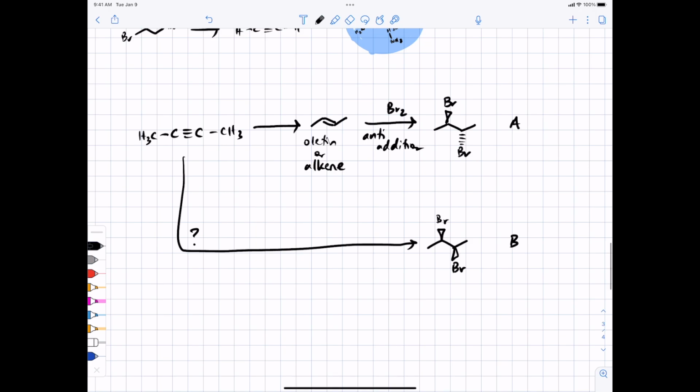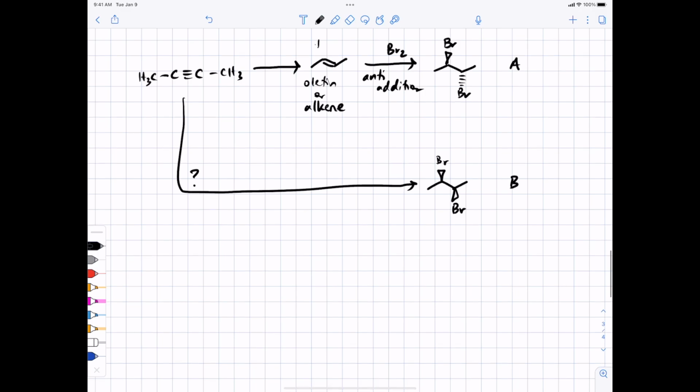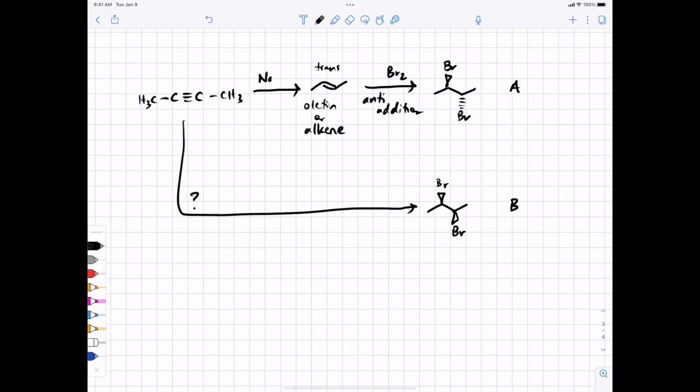Okay, so what reaction conditions can I use to convert the alkyne into the trans olefin? That dissolving sodium metal thing, good. That dissolving sodium metal thing will not be an option on the exam, so you'll have to know what those reagents are. Okay, does that work? Yes, this gives you the trans olefin, and then you can do anti-addition to give you this product.